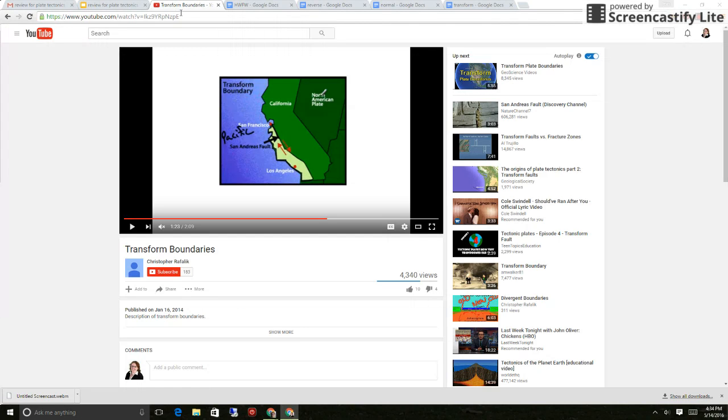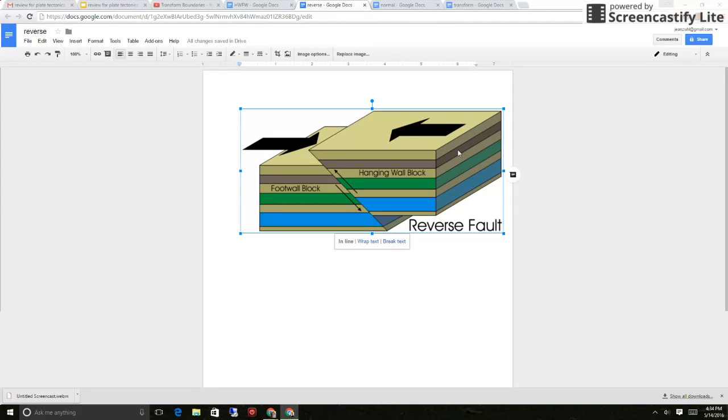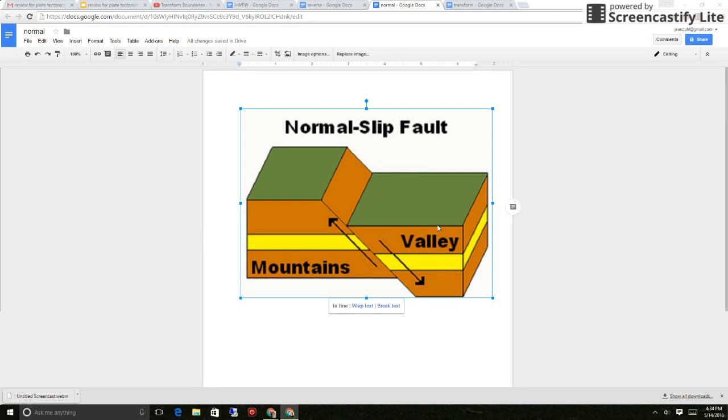So we say that in a convergent boundary, we have the stress called compression, the fault is called a reverse fault, and the hanging wall moves up, the footwall moves down, like we just saw here. Reverse fault, compression, squeezing together, moves the hanging wall up. In a divergent boundary, you have tension, being pulled apart. We call that a normal fault. And in this case, the hanging wall moves down, the footwall moves up. So you see we pulled it apart, and this hanging wall moved down, the footwall moved up.